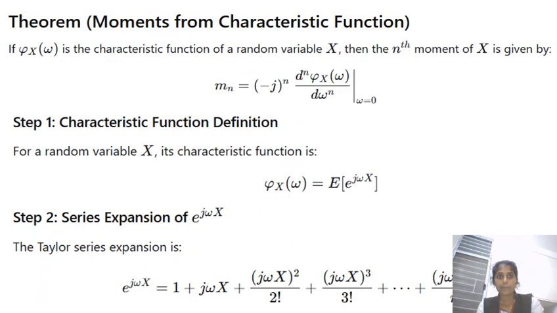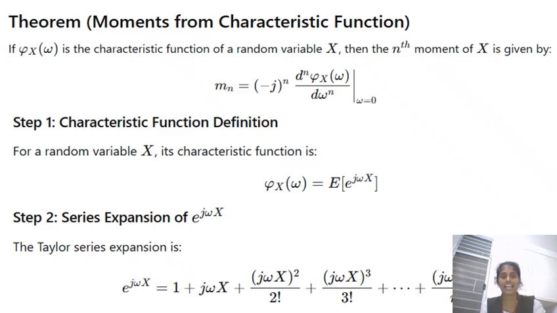Theorem: moments from the characteristic function. If phi x of omega is the characteristic function of a random variable x, then the nth moment of x is given by mn equals minus j power n times the nth derivative of phi x of omega with respect to omega, evaluated at omega equals 0.